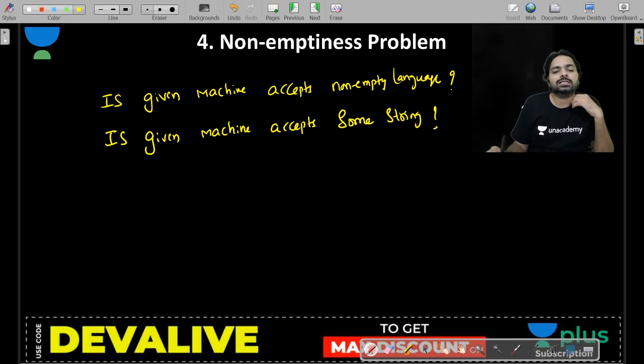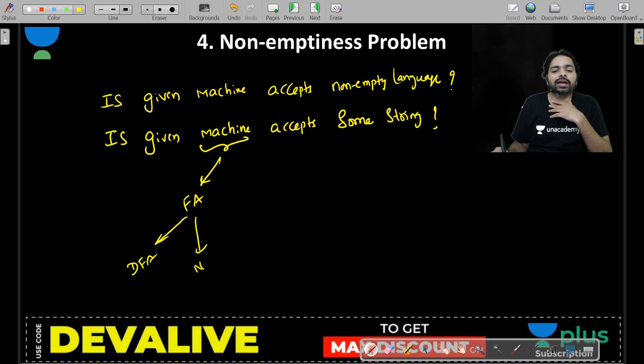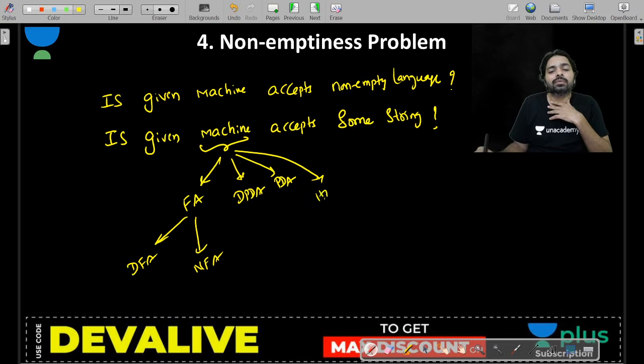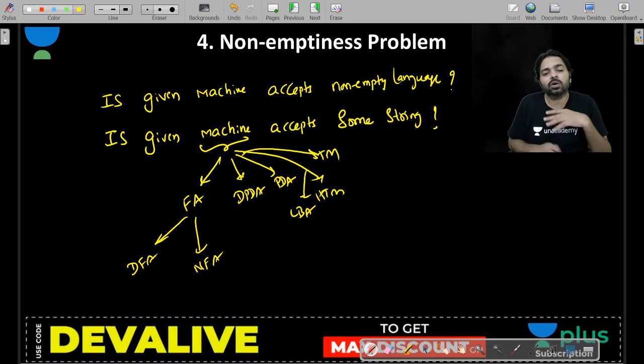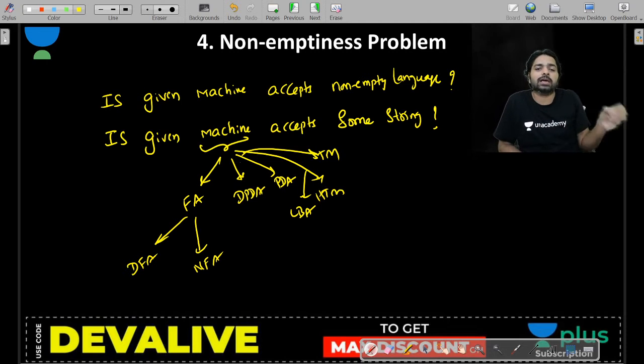So for this you can ask about any machine. Finite automata: in that you can ask DFA or NFA, or here you can ask DPDA, PDA, or TM. Even LBA, you have TM. All different machines, this question is applicable. Answers may be the same, may be different, depending on the problem. Exactly. If you can show that one string is accepted by the given machine, it means the language is non-empty.